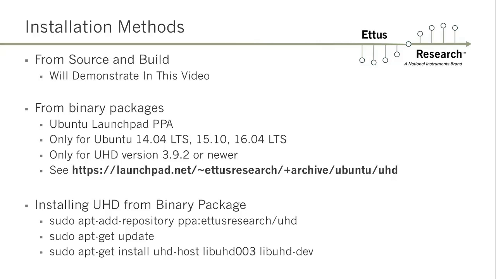The other is doing it from binary packages. While you can do this, it has some limitations on the different Ubuntu versions. This may have been updated by the time you watch this video, but these are some of the limitations. I won't go through this today, but if you go to this web address you see on the screen, you can follow the procedure and install the UHD USRP hardware driver from binary packages. I won't be doing that today. We will be doing it from source and building it right out of the repository, which is way more fun and something I highly recommend for any open source developer, just to get familiar with that process.